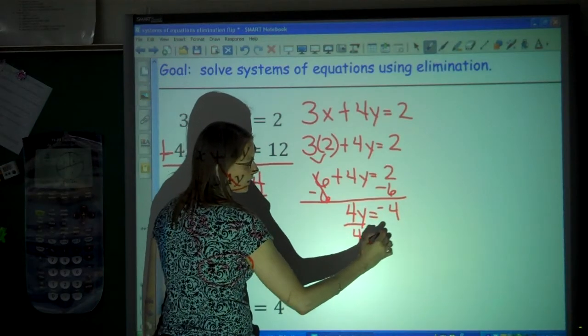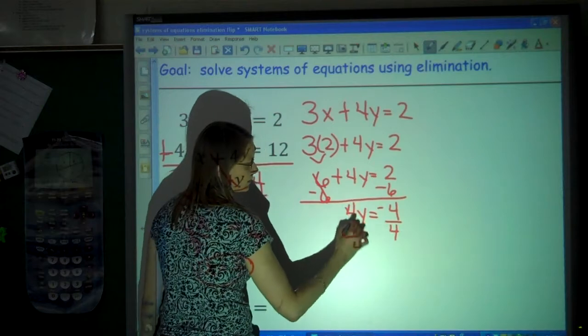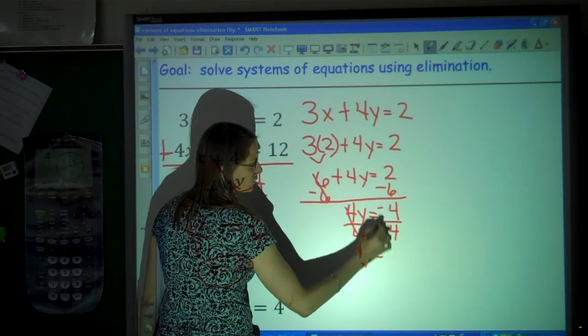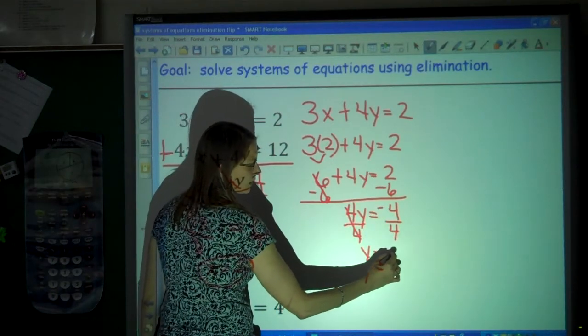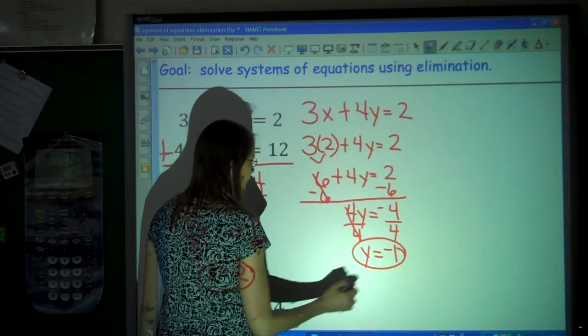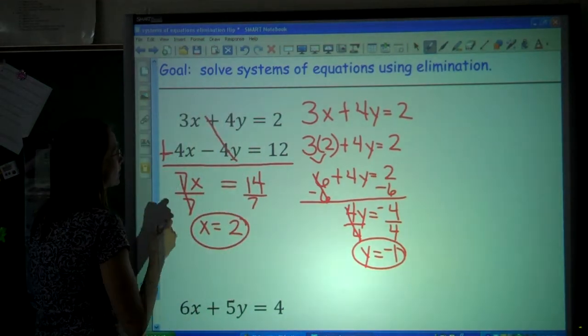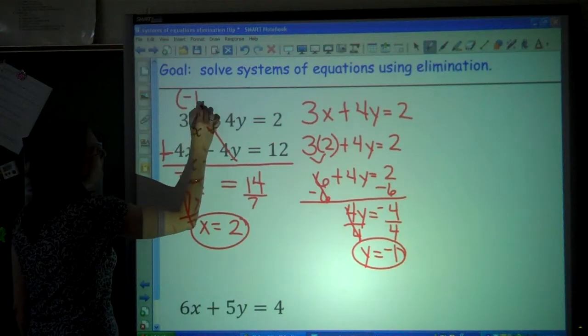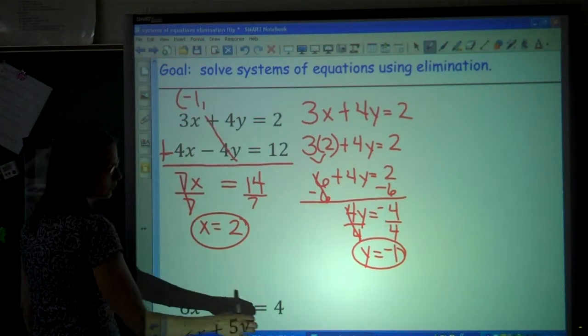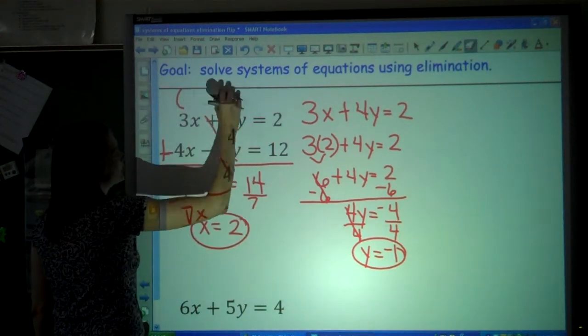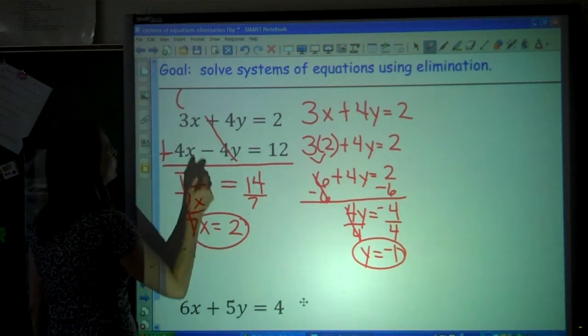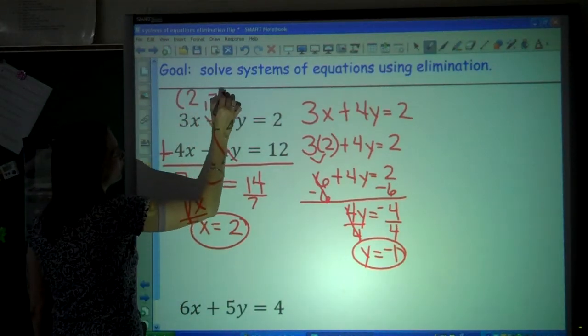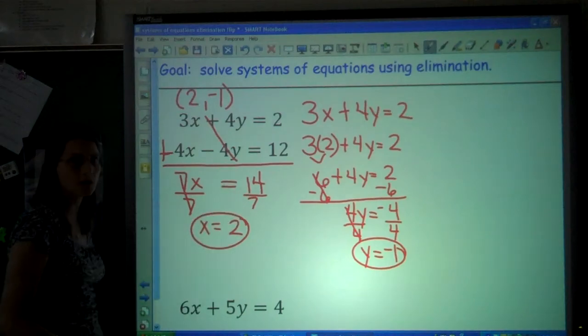Divide both sides by 4 to find out what y is. And I get y equals negative 4 divided by 4, which is a negative 1. So for these two systems, when x is negative 1, y, oops, sorry, I did that backwards. When x is 2, y will be negative 1 in both of those equations.